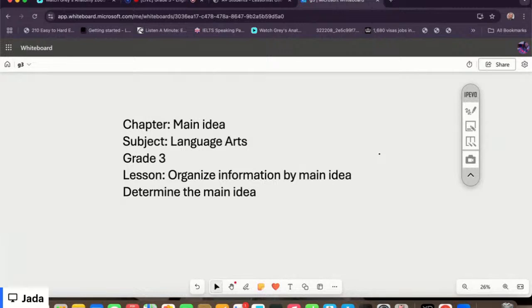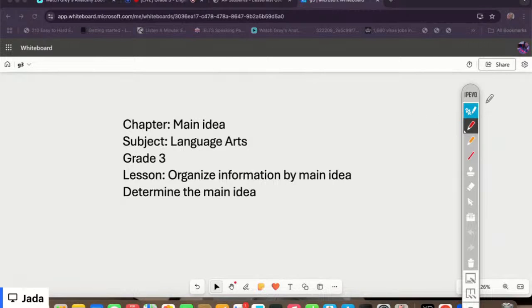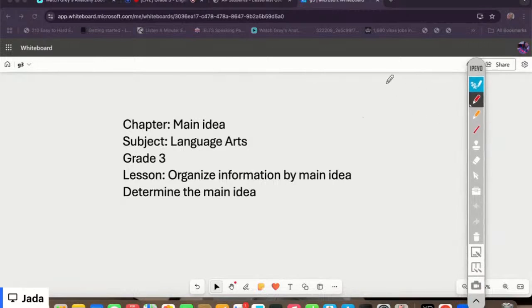David and Ivana. Alright, so today our lesson will be main ideas under grade 3. First, you have to log in using aplusstudent.com. So you click on your name, move on to language arts and grade 3. The chapter will be main idea. Under the chapter main idea, we have the lessons: organize information by main idea, and determine the main idea.